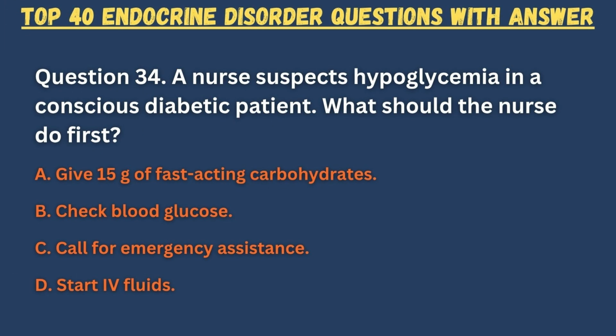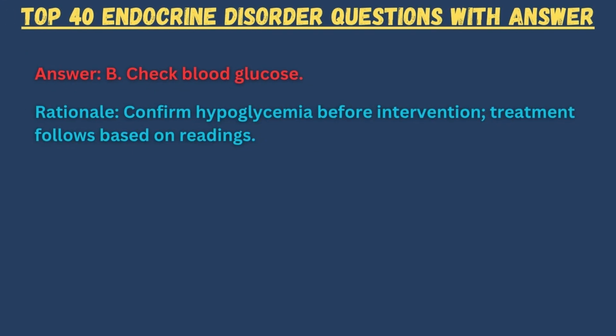Question 34. A nurse suspects hypoglycemia in a conscious diabetic patient. What should the nurse do first? A. Give 15 g of fast-acting carbohydrates. B. Check blood glucose. C. Call for emergency assistance. D. Start IV fluids. Answer: B. Check blood glucose. Rationale: Confirm hypoglycemia before intervention. Treatment follows based on readings.